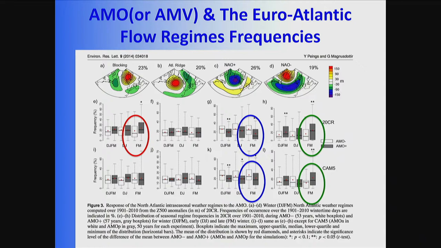And basically, they looked in winter, also splitting the winter into the early winter and the second half of the winter. And they looked at how the frequency of the Euro-Atlantic weather regimes is modulated by the phases of AMO. And actually, they found that, for example, in the case of the blocking and the two phases of NAO, there is a sensitivity, which is expected, because there are changes in the SSTs and the frequency of weather regimes. In particular, the blocking frequencies and negative NAO frequencies increase with the AMV positive, with the warm SSTs, and decrease with the AMV negative, and for the NAO plus it is the other way around.